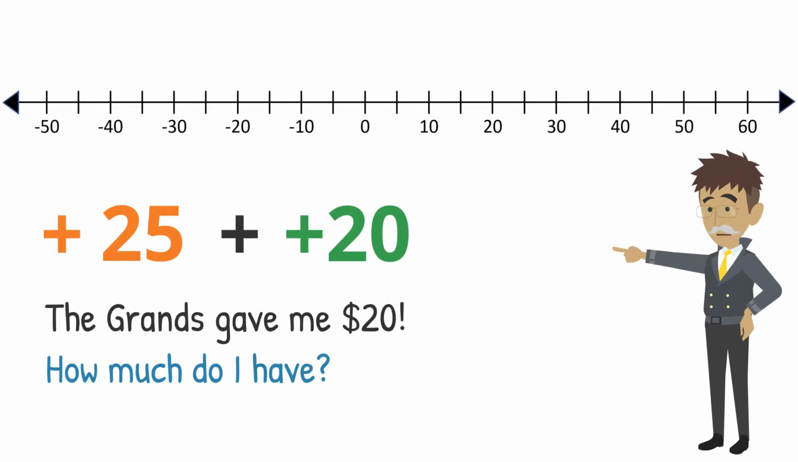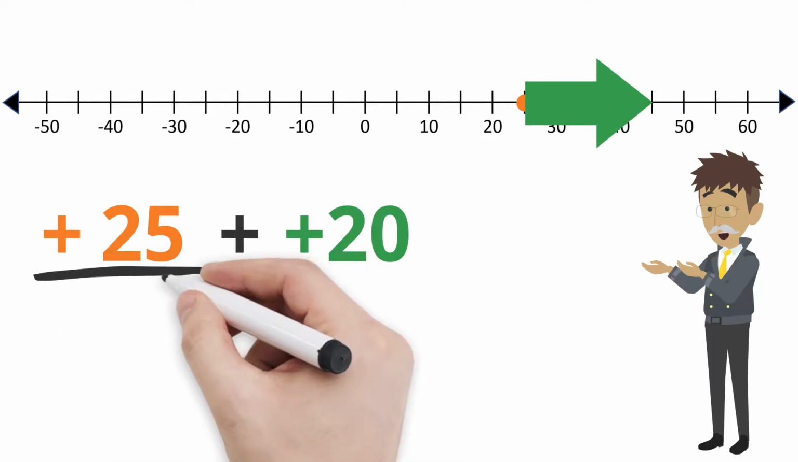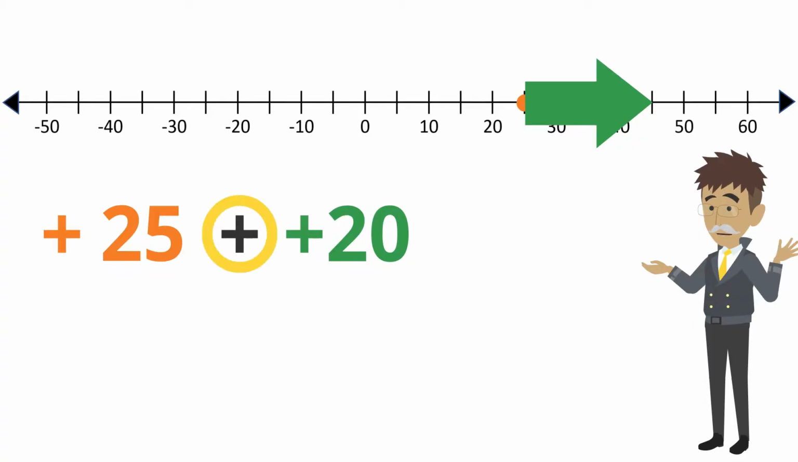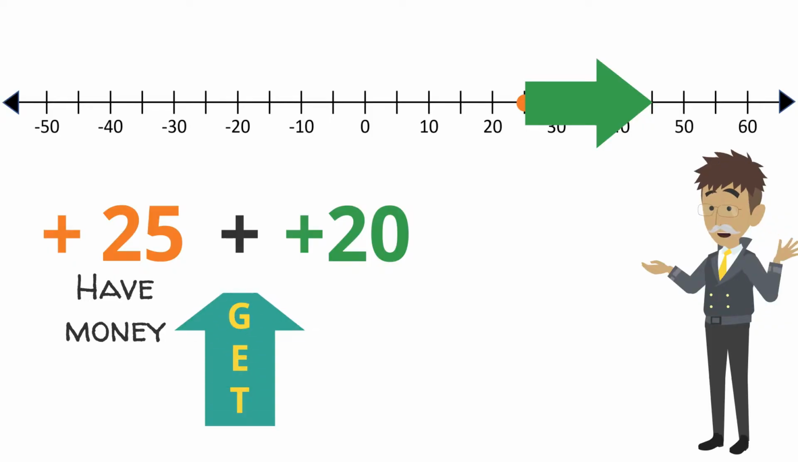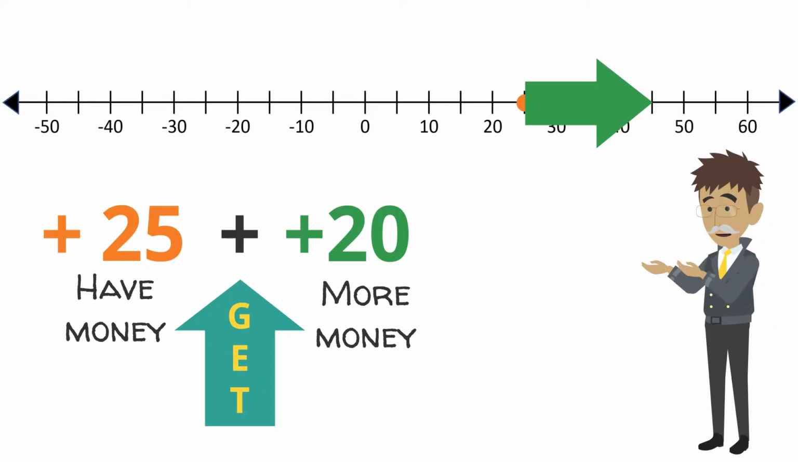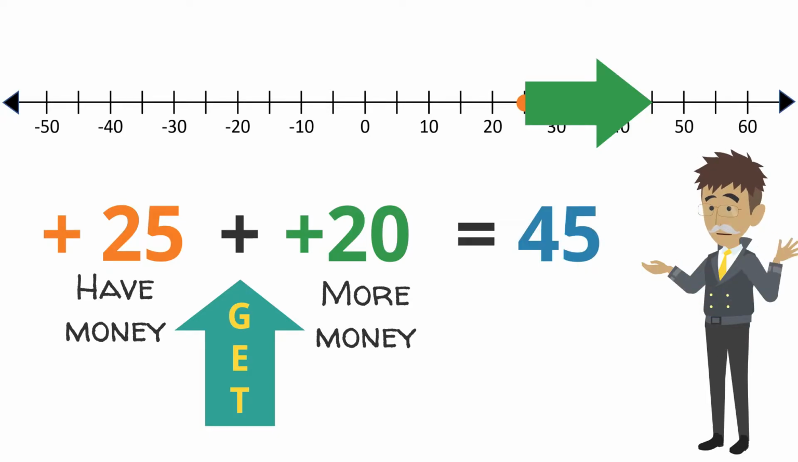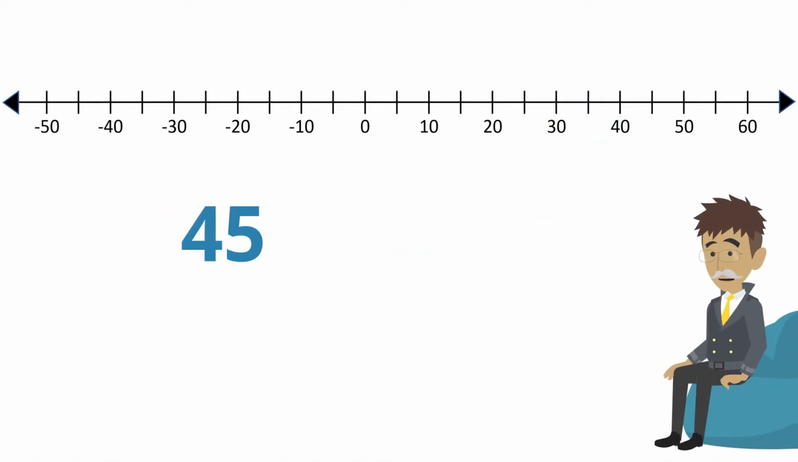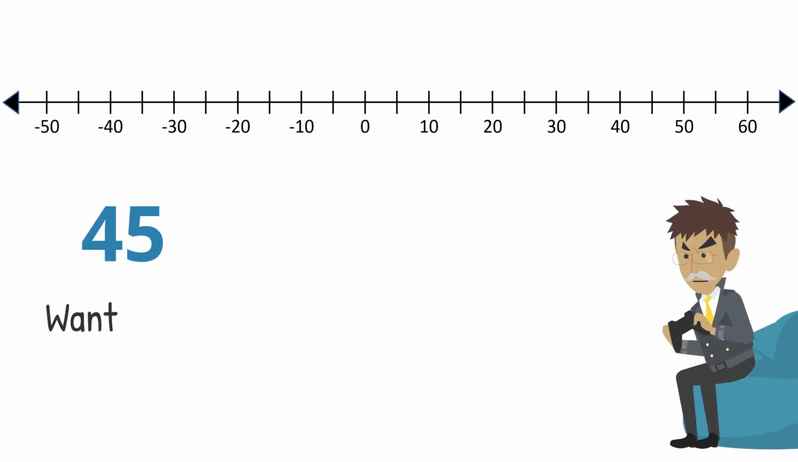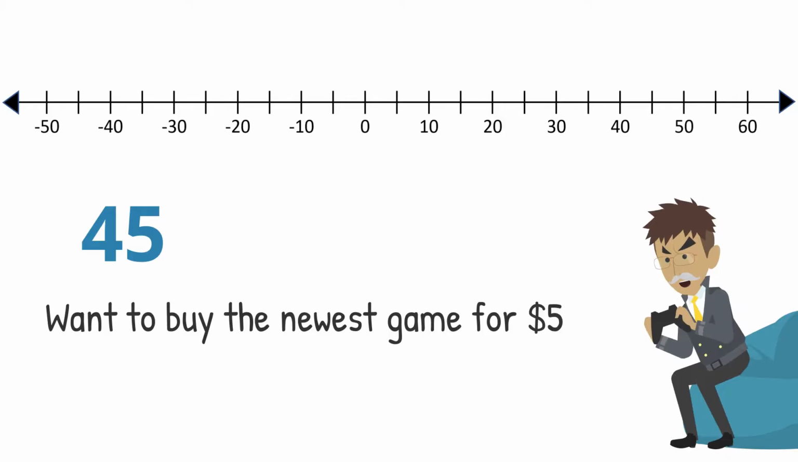On a number line, we start at positive 25, then move to the right 20 more. The thinking here is I have $25 and gained more money, $20. With this thinking, I should have a positive answer further from 0 from where I started. Adding the values gives a positive $45. Next, I found a video game I want to purchase, but it cost $50.